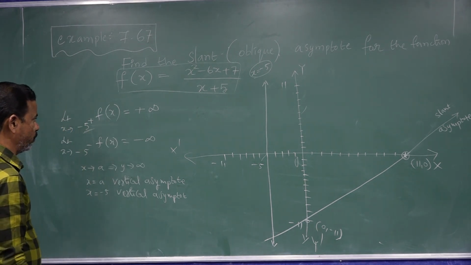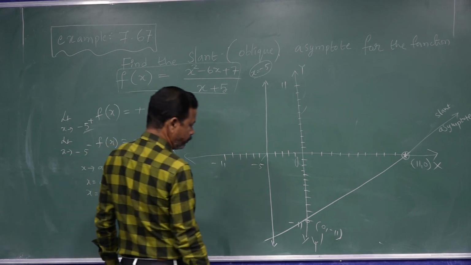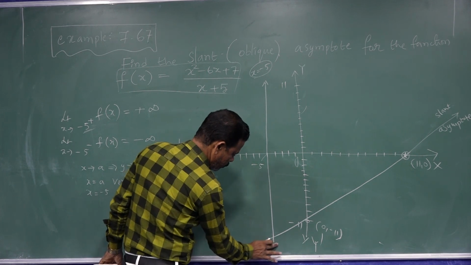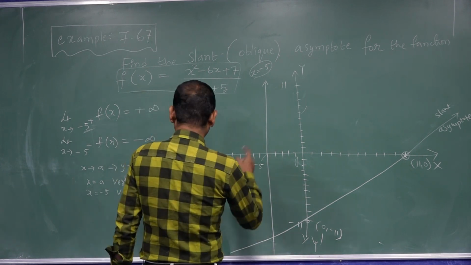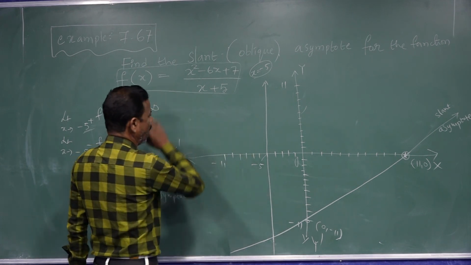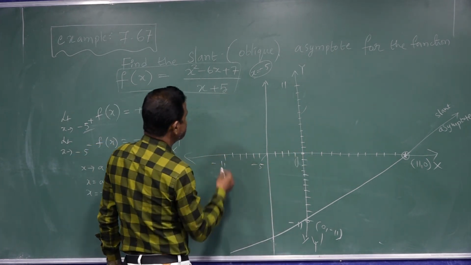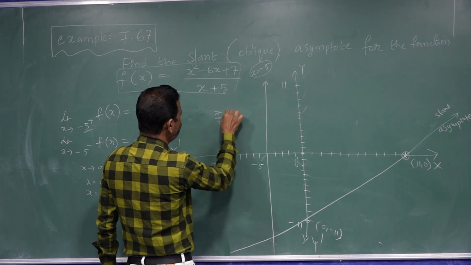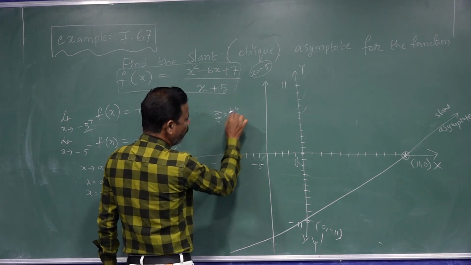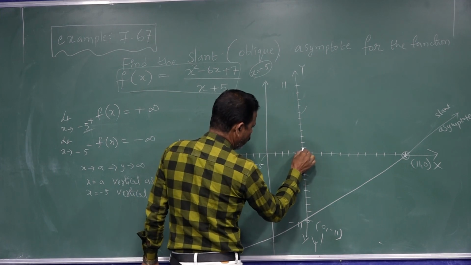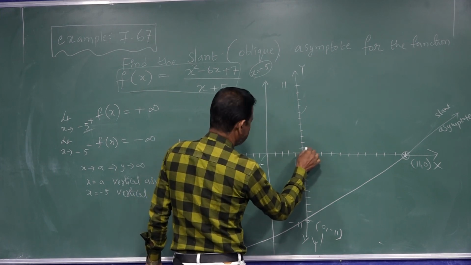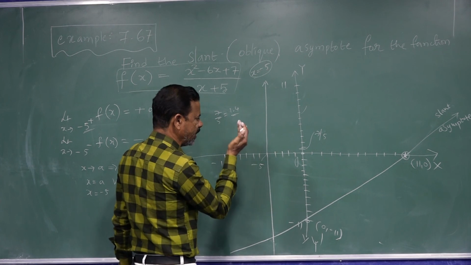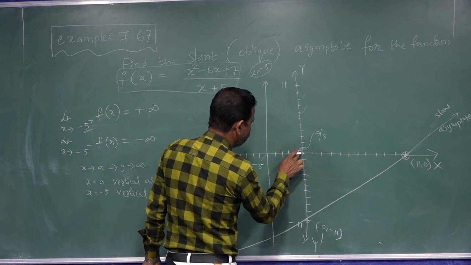So how is the graph? It is a big size. At x is equal to 0, the function value is 7 by 5. What is the 7 by 5 value? 5 ones are 5, 5 fours are 20, so 1.4. At x is equal to 0, the value is 1.4. So that curve intersects the y-axis at 7 by 5.